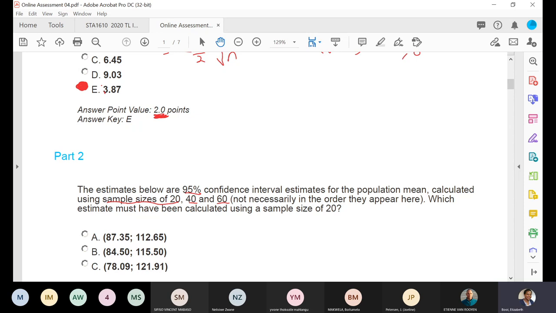That was a very tricky question. What are they asking you to calculate? Confidence interval for the mean, known. Yeah, but they say which estimate must have been calculated using the sample size of 20. So the challenge with this is, I don't know if this was a full question as asked like this, or there was additional information given somewhere, or if it relates to the part that we calculated above, where we were given the sample mean of 100 and the standard deviation of 15.